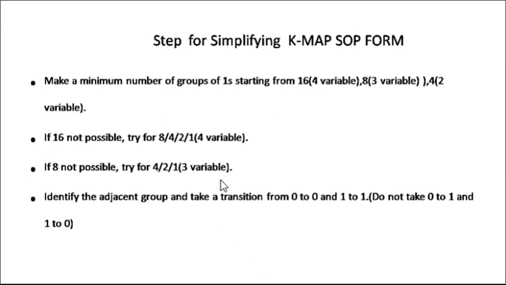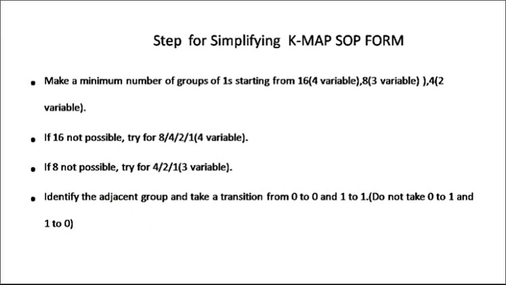So the steps for simplifying a K-map in SOP form are: make the minimum number of groups of min terms. Start with 16, meaning for 4 by 4; 8 means 3 variables, 2 means 4 variables; 4 means 2 variables. If 16 is not possible, try for 8. If that is not possible, then move to 4. If that is not possible, then move to 2. Then the remaining is alone, individual. If 8 is not possible, then try for 4, then 2 and 1. Identify the adjacent groups so as to make transitions from 0 to 0 and 1 to 1. Do not take 0 to 1 and 1 to 0 transitions.